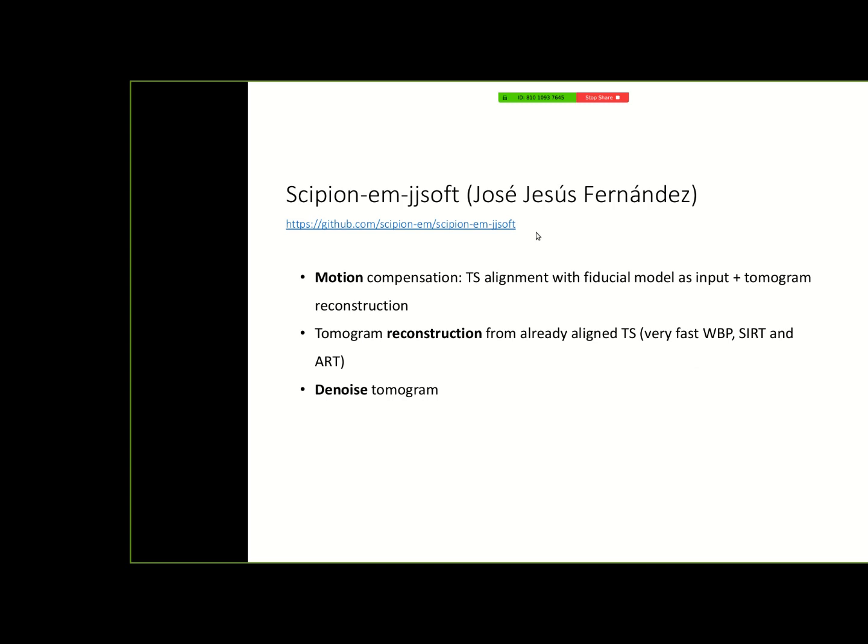Then we have also in our institute a researcher who is very well known in tomography, Jose Jesus Fernandez, and he produces a set of software tools, especially focused on tomogram denoising and tomogram reconstruction, and he also has some algorithms to compensate for bending in the tilt series. So it is not just an affine alignment of the tilt series, but also if the tilt series bends, he can compensate for that and make a better 3D reconstruction. So we have integrated all his tools into Scipion, and particularly the ones for reconstruction. They are very fast and they produce very good results.